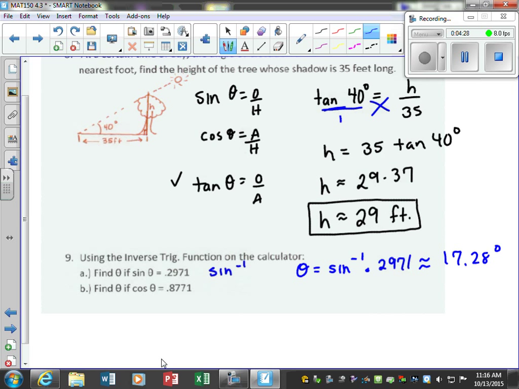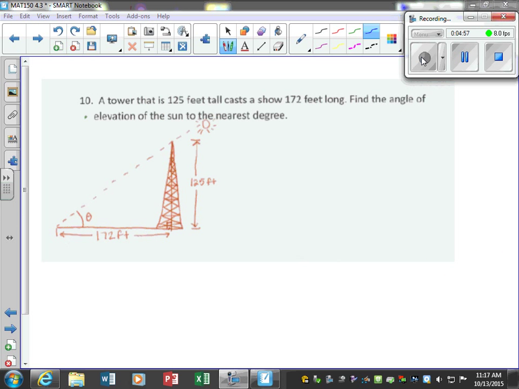Alright, using the inverse function of cosine for part B, we're going to do the cosine inverse of 0.8771. Plugging that in the calculator, we're going to get approximately 28.71 degrees. Okay, these are not reciprocal keys, they're inverse keys.